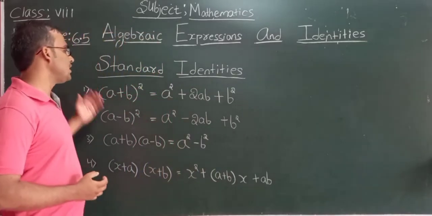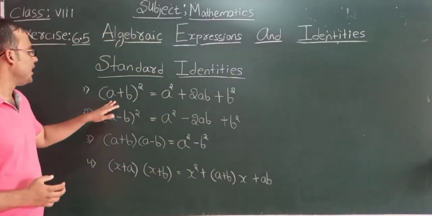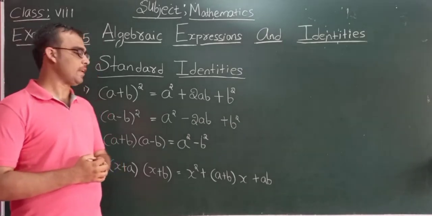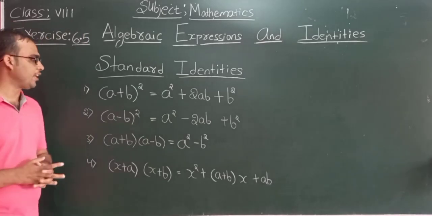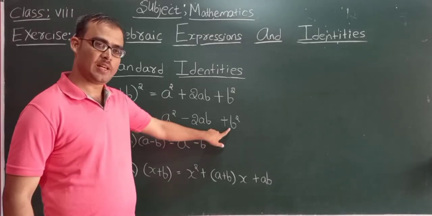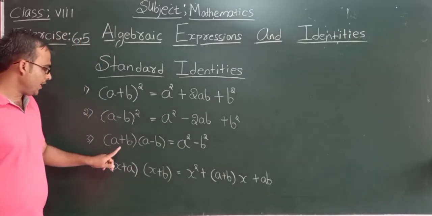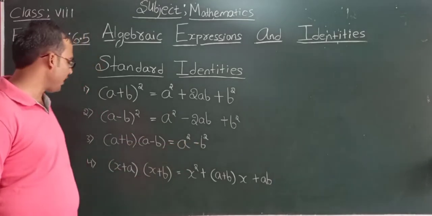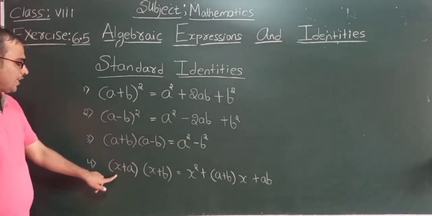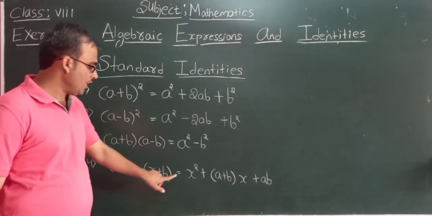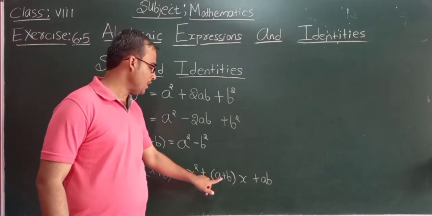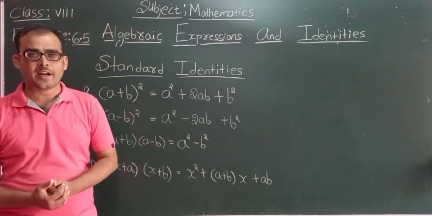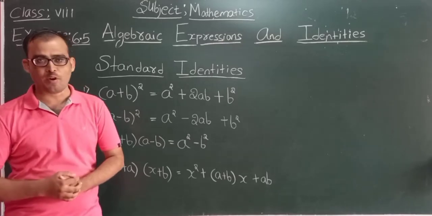Okay, so here these are some of the standard identities: (a plus b) whole square equals a square plus 2ab plus b square, and (a minus b) whole square equals a square minus 2ab plus b square. Next, (a plus b) into (a minus b) equals a square minus b square, and the last one is (x plus a) into (x plus b) equals x square plus (a plus b) into x plus ab. Okay, so we will be using these standard identities to solve the problems in exercise 6.5.